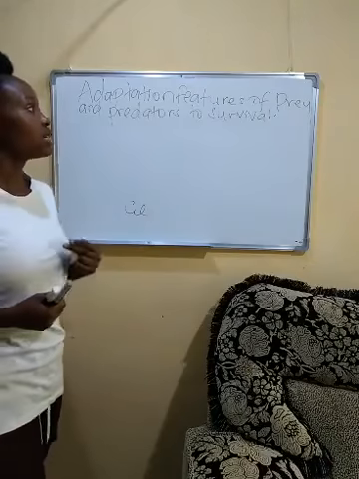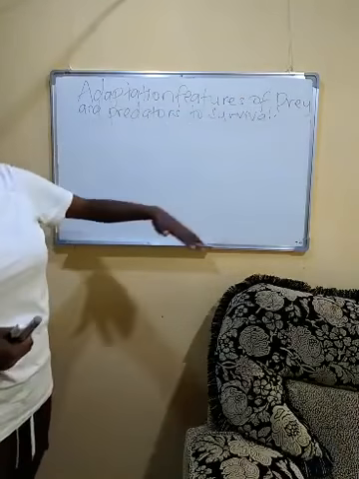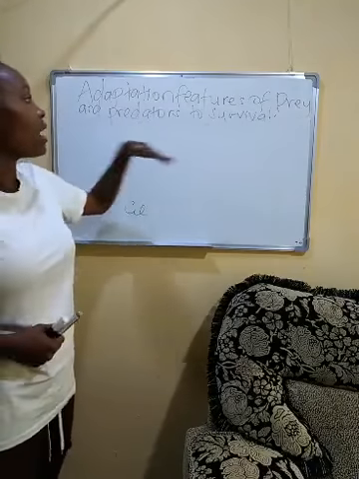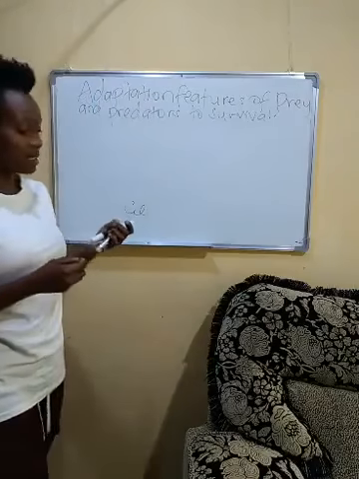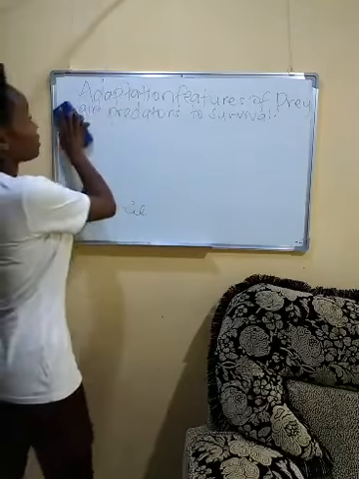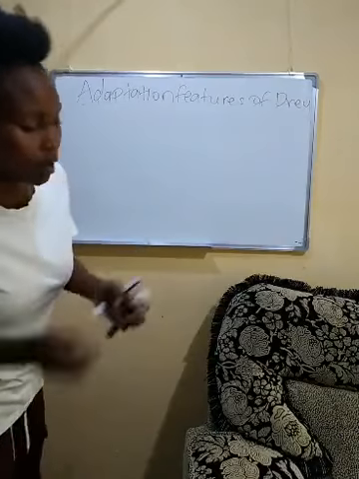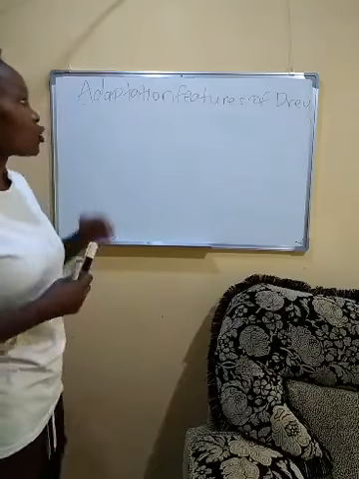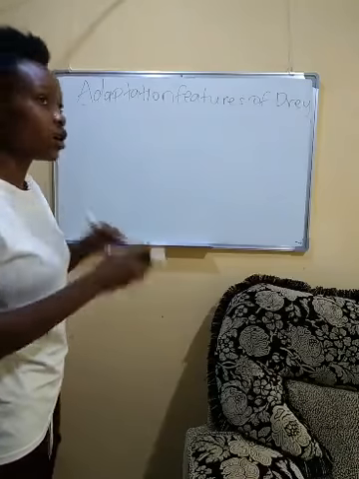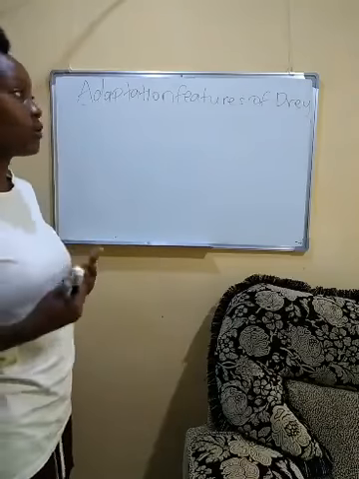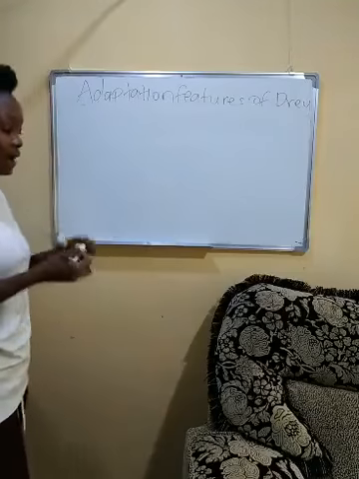So, we are going to look at two things: how the prey are adapted to survive against the predators, and also how the predators are adapted for them to catch their prey. The first thing that we are going to discuss is the adaptation of the prey. So what helps the prey to be able to survive against the predators? We are going to look at both the physical characteristics or the makeup of the prey, and also how they are related to the environment to still enhance their survival.